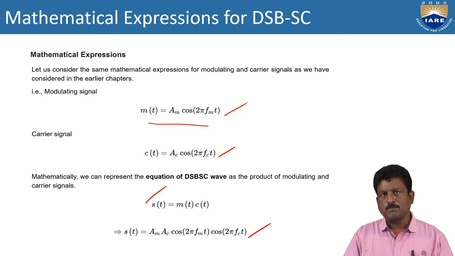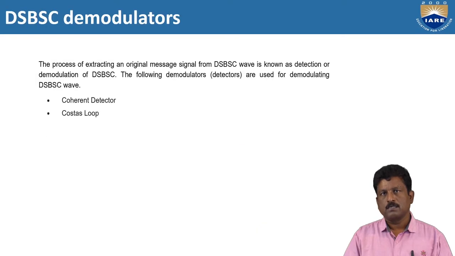Having seen what the modulated wave of the DSBSC wave looks like, we can go for the actual demodulation techniques. There are two methods for DSBSC wave demodulation. One is the coherent detector, and the other is called the Costas loop. With these two techniques, you retrieve the original signal m(t) from the modulated wave s(t), the DSBSC wave, which is a product of the modulating signal m(t) and the carrier signal c(t).